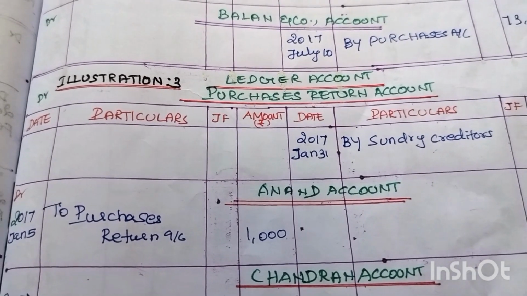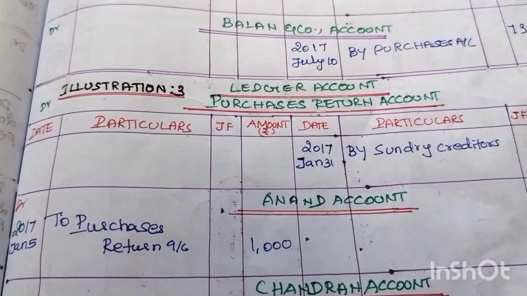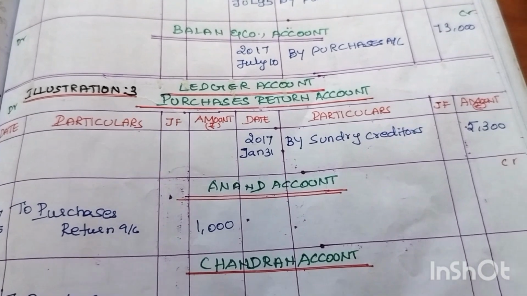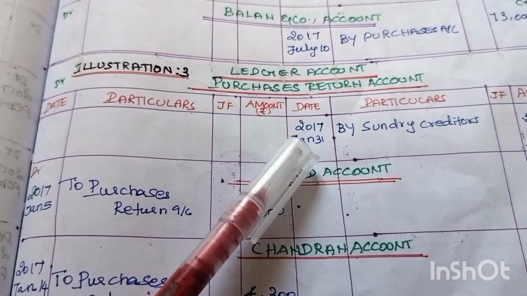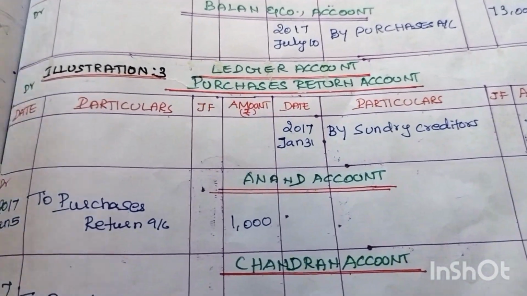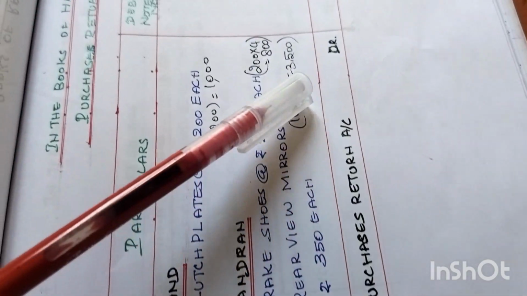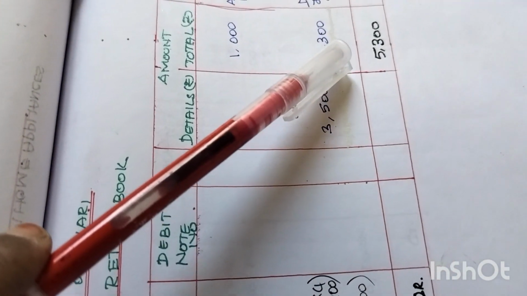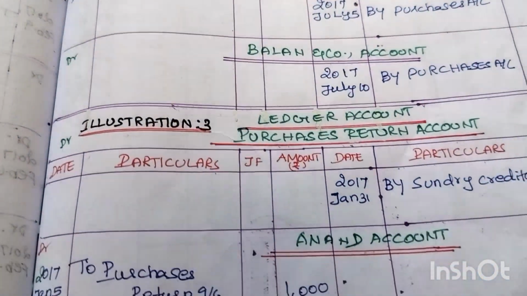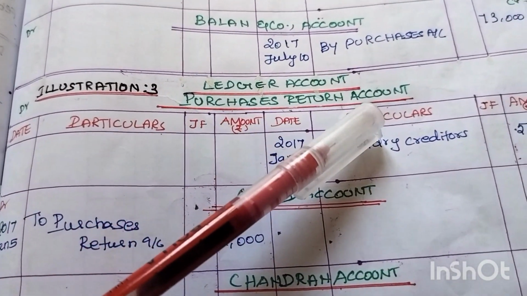Okay. In the journal entry, where does the purchases return account show? It shows on the credit side. So purchases return account creditor. So we go to the credit side, dated January 31, 2017. By sundries creditor, how many rupees? 5300 rupees. How do you find out? Listen here. Purchases return account debtor, how many rupees? 5300 rupees. You enter that amount into the amount column on the ledger account. So we posted the purchases return account on the ledger.